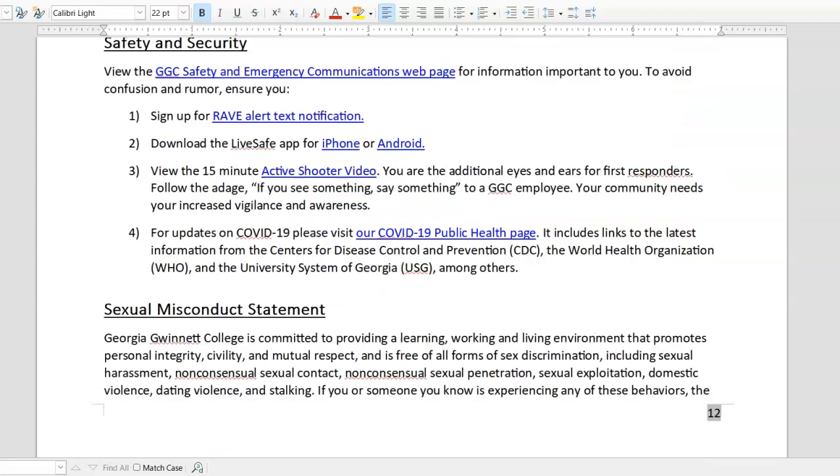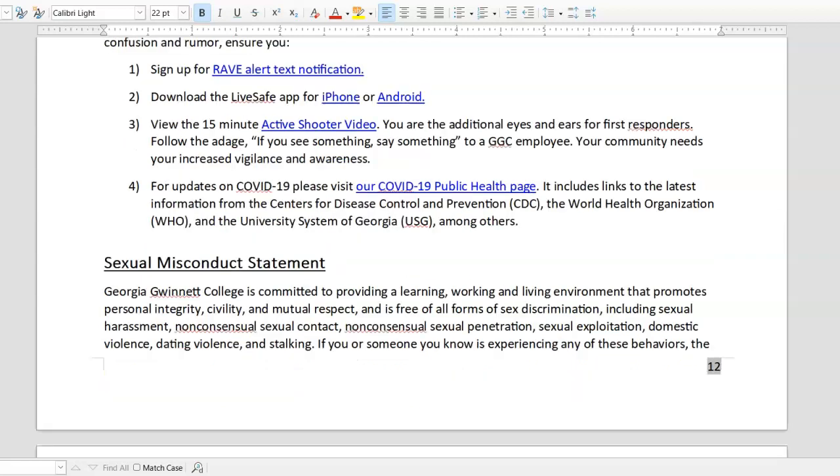Safety and security, again, mostly because we're going to be doing this from home. Some of you, though, if you're on campus, you need to know these things. You definitely need to have the rave alert system. You need to be familiar with the active shooter video. I encourage you to know how to act in case of emergency. Last semester, spring semester, we had an active shooter moment. These things are pretty scary. I encourage you to be sure you know how to respond if need be.